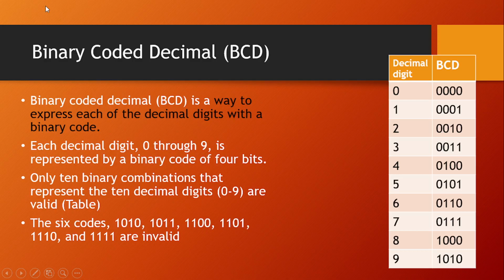Now look at the table shown on this slide. Here, for each decimal digit from 0 to 9, we have shown a 4-bit binary number. For example, 0 is represented as 0000, 1 as 0001, similarly 8 as 1000, 7 as 0111, 9 as 1010.